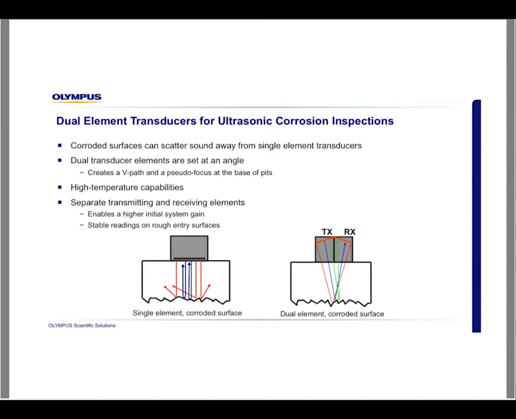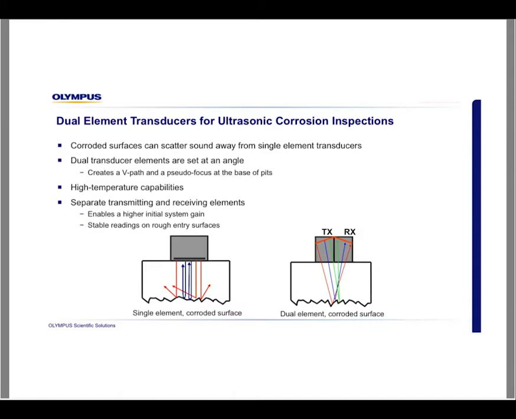So in order to overcome this difficulty, dual transducers are typically set at an angle. So you have a transmitting element and a receiving element that are set at an internal angle so that they send the sound in an angled sound path. And this sound path is commonly referred to as a V path. As you can see in the diagram on the right, the sound travels in a V, bounces off of the pits of the corroded surface, and then bounces back to the receiving element. This creates sort of a pseudo focus that improves signal response on rough surfaces. There are a couple other benefits to using dual transducers. One is their ability to inspect high temperature surfaces.